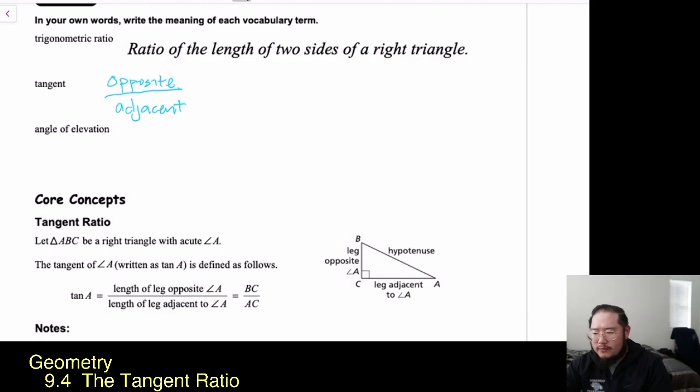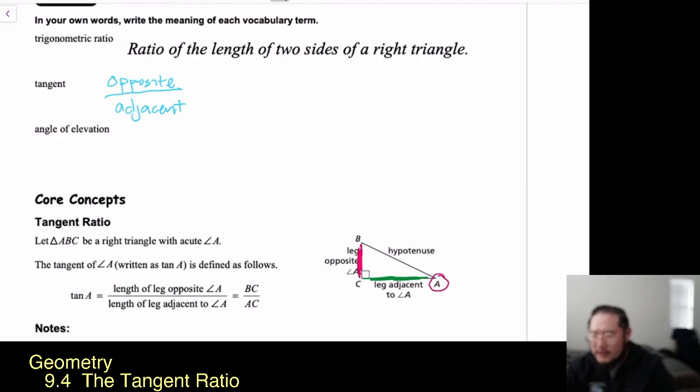So right here, if we take a look at angle A, opposite would be right here, B to C. That would be opposite, and I'll go ahead and highlight that. And then the adjacent would be side CA or AC. Those would be the sides that correspond with tangent of angle A.